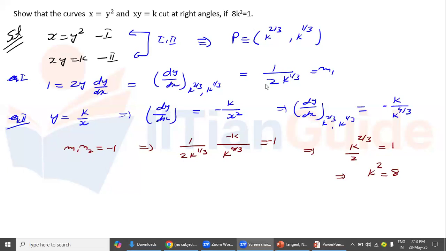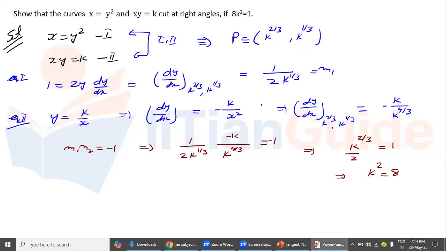Yes, I made a mistake somewhere. In the calculation, the 2 got inverted. 1 upon 2y, 2 power k by 3, dy by dx minus k upon x square. Okay, so minus k upon x square is k power 4 by 3. m1 m2 is minus 1, 1 upon 2 power k by 3 into minus of the k upon this. Okay, just a minute.